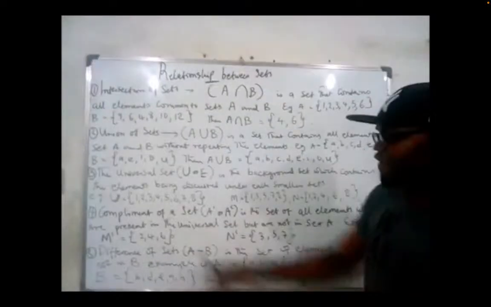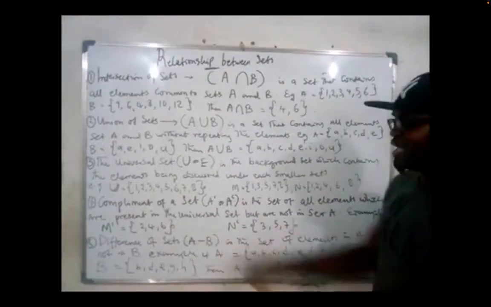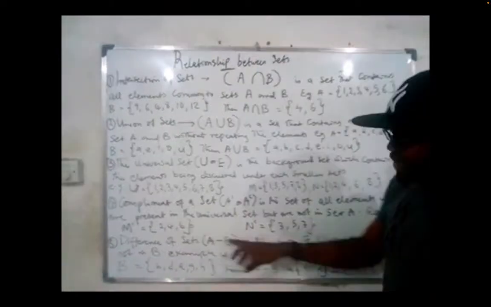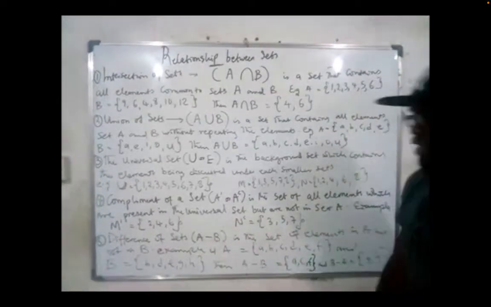Now we look at difference of a set represented as A minus B. Difference between set A and set B, represented as A minus B, is simply the set of elements that are in A but are not in B.